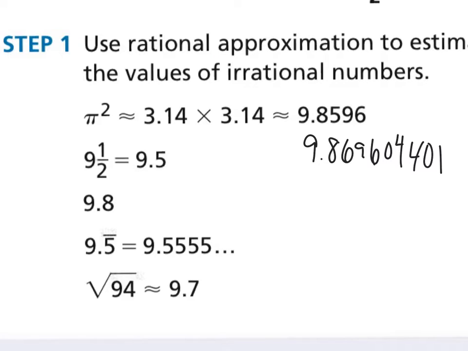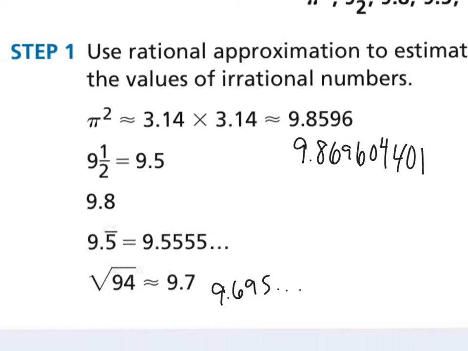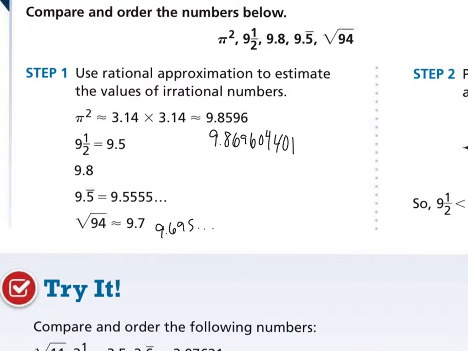9.5 is the same as 9.5. 9.8 is already a decimal. For 9.5 repeating, we can just put a bunch of 5s after that. And then the square root of 94 is like 9.695 something. The book just put 9.7. But the idea is, if we get all of these as decimals, then we can put them in order from least to greatest. So what we can do is just compare the tenths place and then go from there.